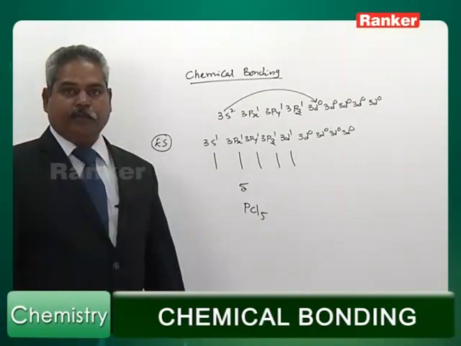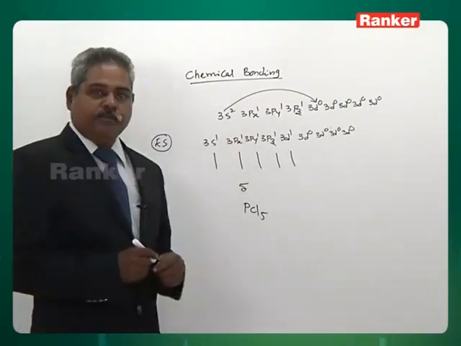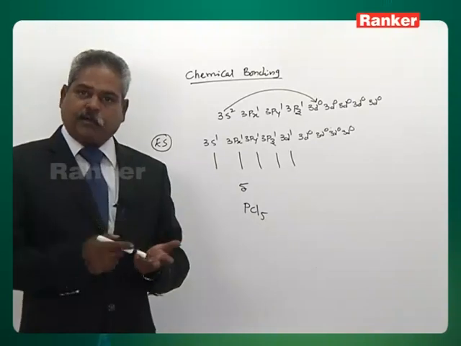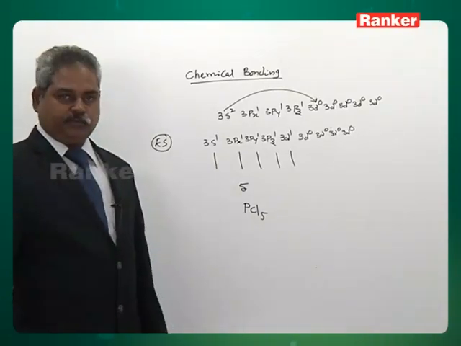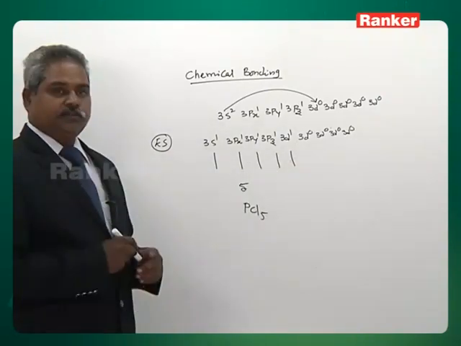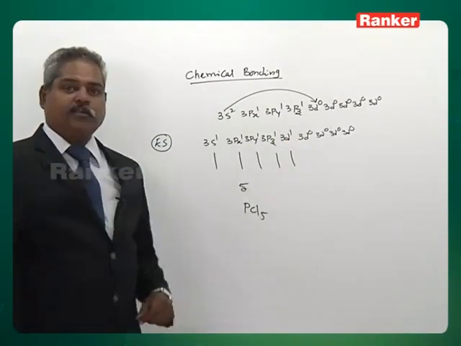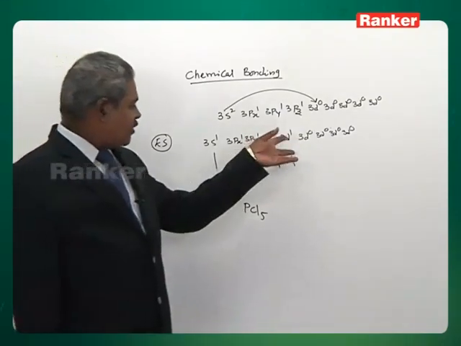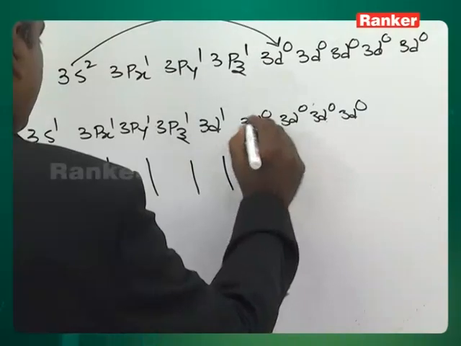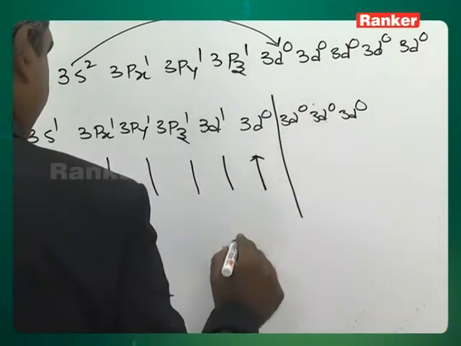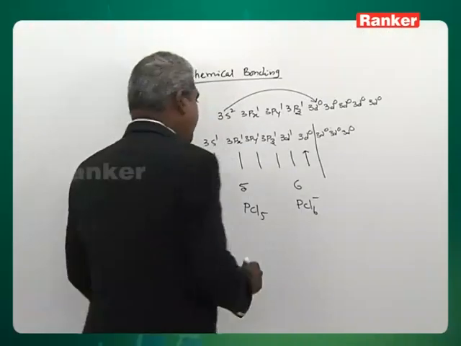5 chlorines, 5 bonds. Now, what else can phosphorus do? Phosphorus, we have already seen, can form 3 bonds, 4 bonds, 5 bonds. And how can it form more bonds? Look here. It has so many vacant orbitals. Phosphorus has a lot of empty space. Now, if somebody offers a pair of electrons, phosphorus takes it and forms 6 bonds, as in the case of PCl6 minus.